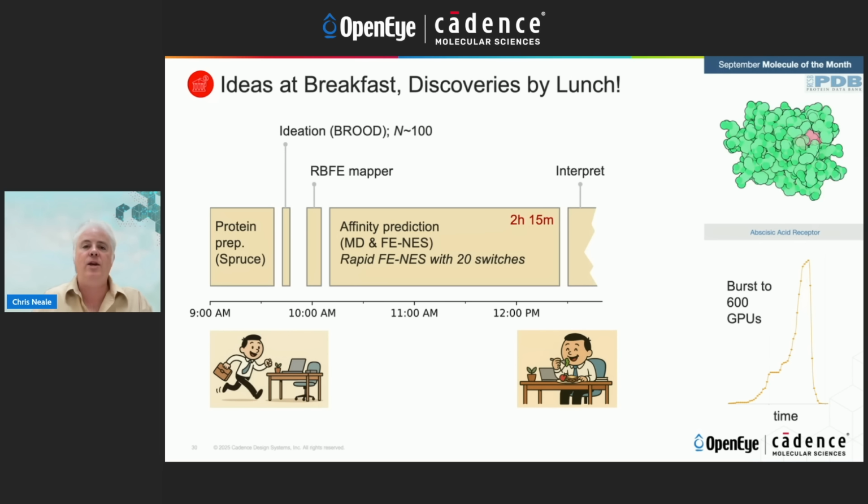And this is really then how we get to discoveries by lunch. My job with default FE-NES was taking a little over 5 hours to run the MD and all of the switches. When I run with only 20 switches, I'm still bursting up to hundreds of GPUs, but now it's taking me a little over 2 hours to get these results. And at 12:30, I'm sitting there eating my lunch, interpreting my results.